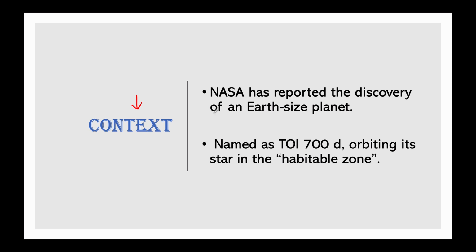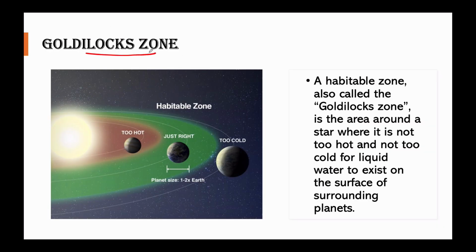Because NASA has reported the discovery of an Earth-sized planet, and the name of the planet is TOI 700d, which is orbiting its star in a habitable zone. So what is a habitable zone? We'll discuss about it. So coming to the Goldilocks zone.